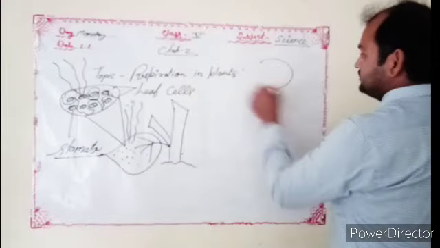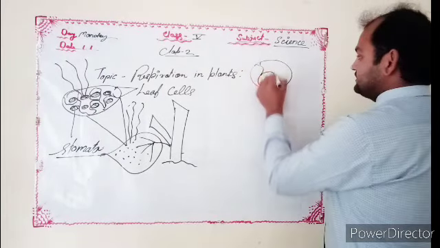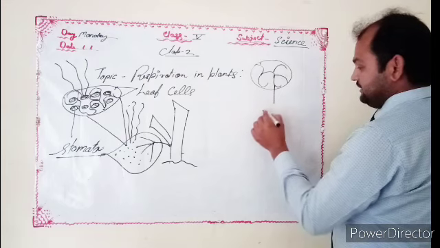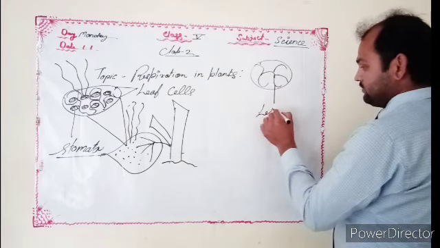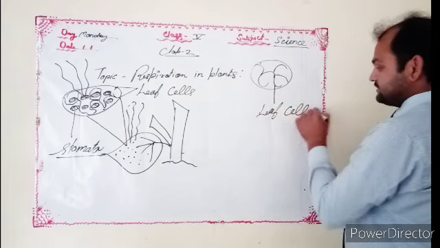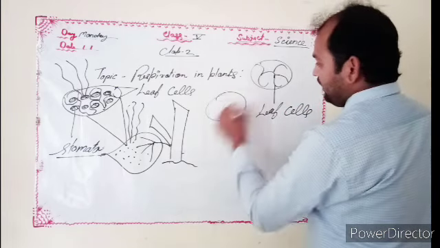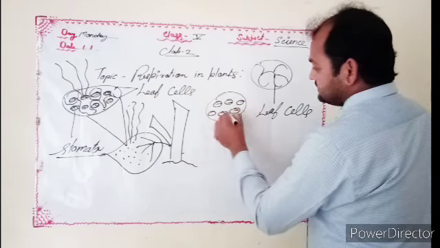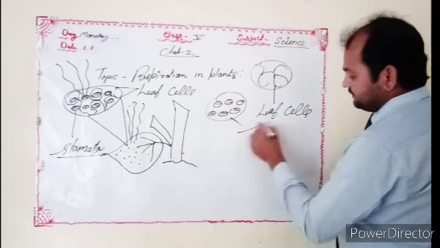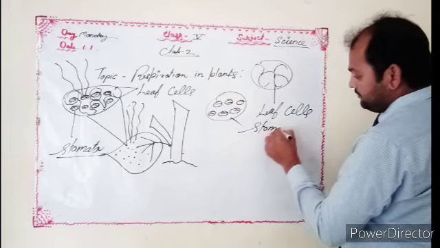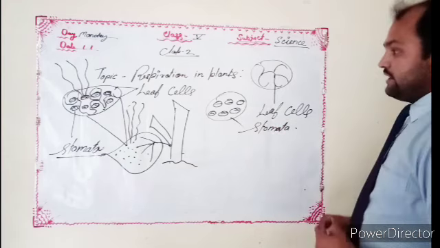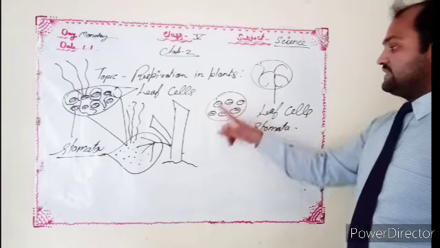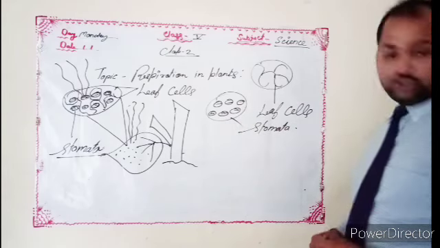Once again, I want to show to you the lines you are looking at. These lines are called leaf cells. And which point are you looking at? These portions are called stomata. So maybe you understand: these lines are called leaf cells, and these portions are called stomata.